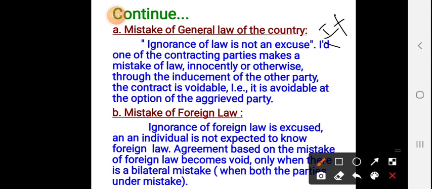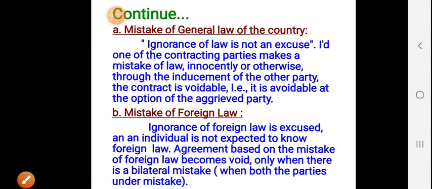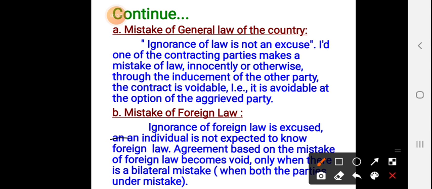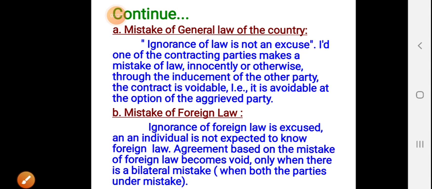Okay, mistake of foreign law: ignorance of foreign law is excused. An individual is not expected to know foreign law. An agreement based on the mistake of foreign law becomes void only when there is a bilateral mistake, when both the parties are under mistake. Ignorance of the general law of the country makes the contract voidable, but mistake of foreign law is excused, because it is not compulsory for every person to know about the foreign country's law, right?